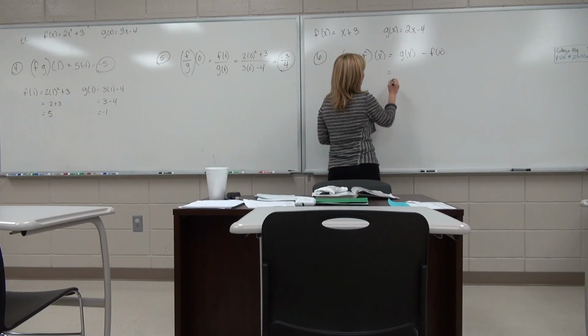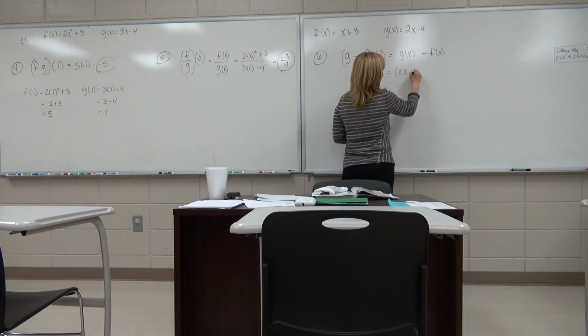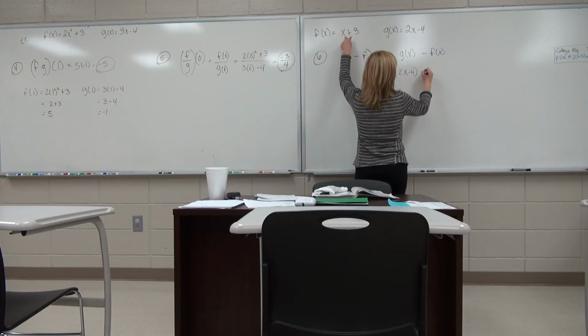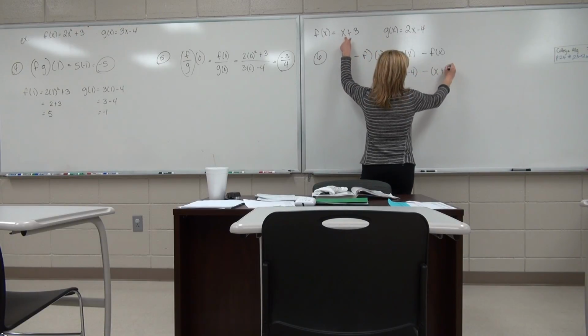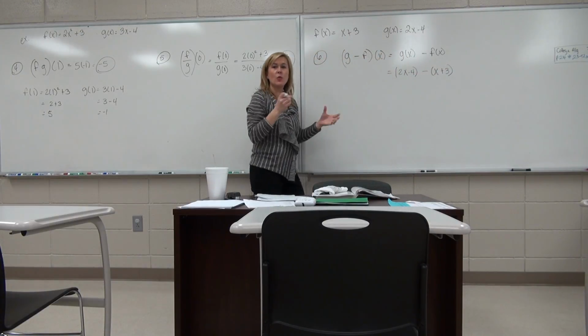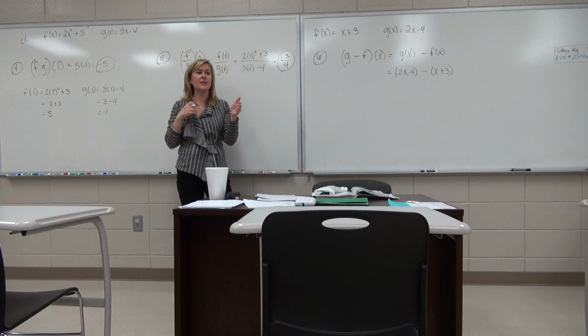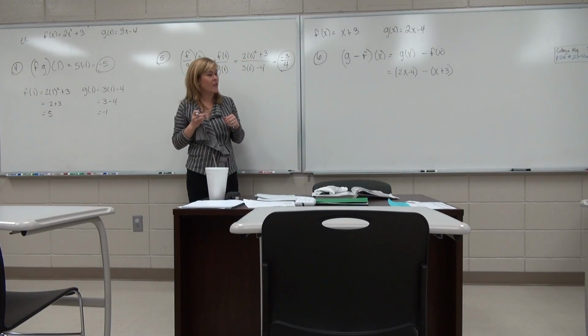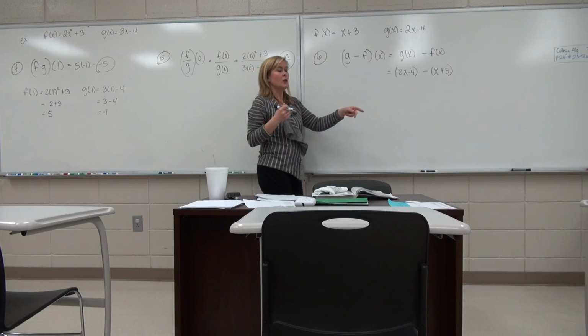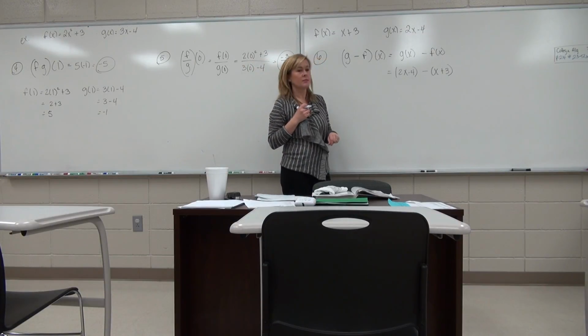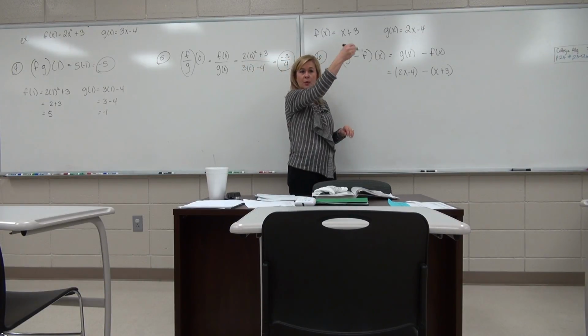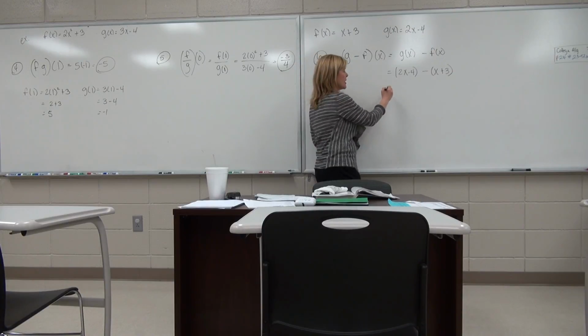Well, g of x is what here? 2x minus 4 minus f of x, which is x plus 3. And this is why it's going to be important that you keep these in the parentheses when you subtract these functions. Because when you're subtracting, what do you have to do with the negative? You got to distribute it, right? Which changes all your signs.